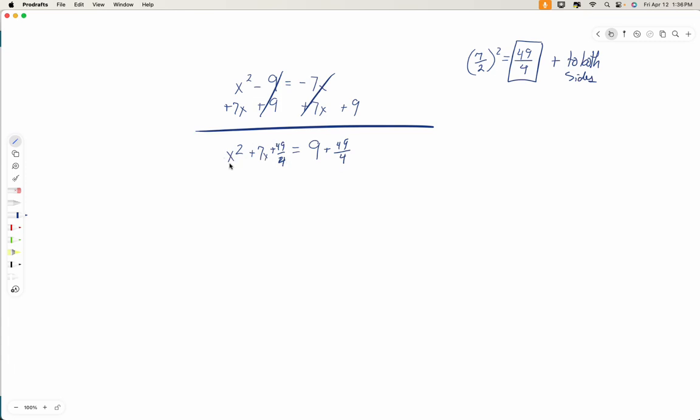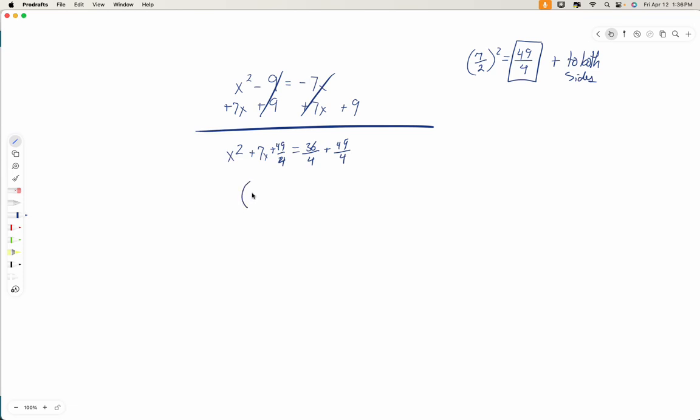So we don't really do anything with this. We just put it here on the left. But on the right, we have to actually put these together. So I'm going to turn this into a fraction that equals 9 with a denominator of 4. And I do that by multiplying 9 times 4 is 36. So 36 over 4, still a value of 9. So now that I've done that, I can factor this as a square.